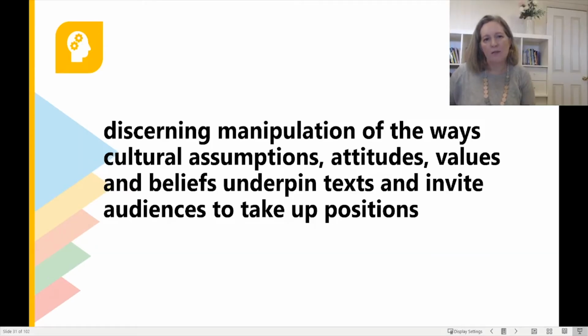So the second descriptor that you need to meet is that your work needs to show discerning manipulation of the ways cultural assumptions, attitudes, values, and beliefs underpin texts and invite audiences to take up positions. So what does this mean? Well, you now know where and when your story is set, and you've got some ideas about a framework through which you can tell that story.